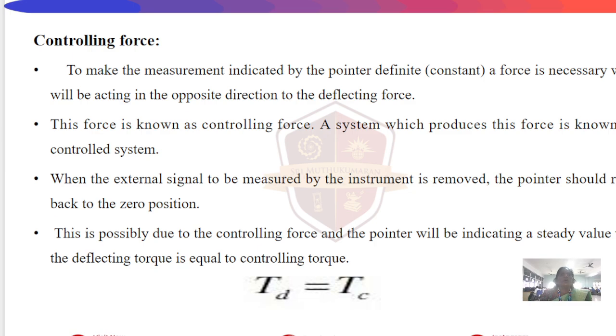Now, if only deflecting force acts, the pointer will keep moving and will not stop at a fixed position. So we need a controlling force. This force acts opposite to the deflecting force. The pointer stops at a steady position when deflecting torque equals controlling torque. Also, when the input is removed, the controlling force brings the pointer back to zero. So it ensures stability and correct measurement.